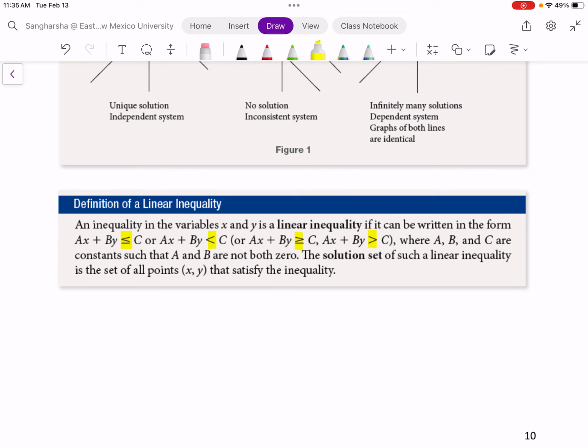These are the linear inequality, and our x and y variables are still linear. Their exponent is still 1. The only difference is that instead of equals to, we have this inequality symbol: less than, greater than, less than equals to, greater than equals to, or not equals to. If you see these symbols, then those are inequalities.